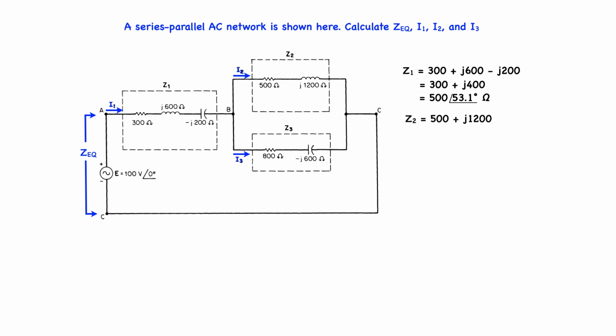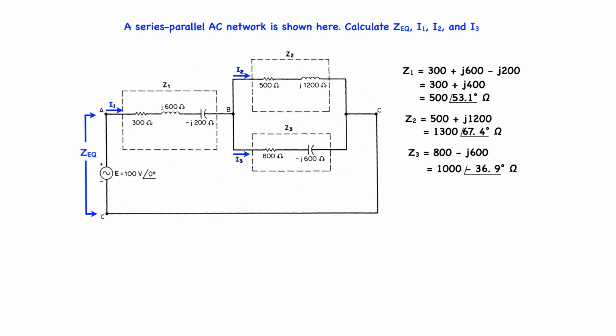Z2 is easy. It is simply 500 plus j1200, or in polar coordinate notation 1300 at 67.4 degree ohms. And Z3 is equal to 800 minus j600, and in polar coordinate notation it is 1000 at minus 36.9 degree ohms.